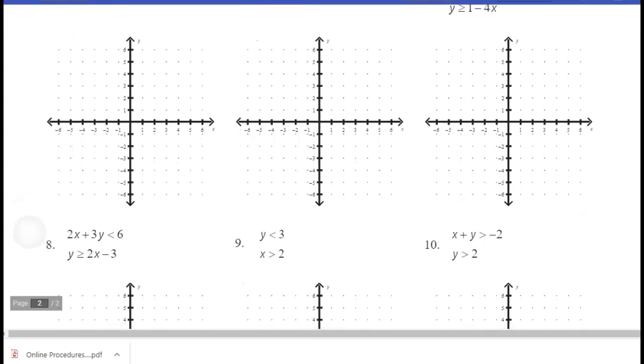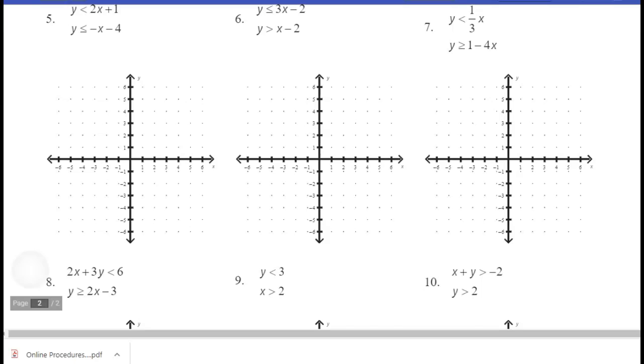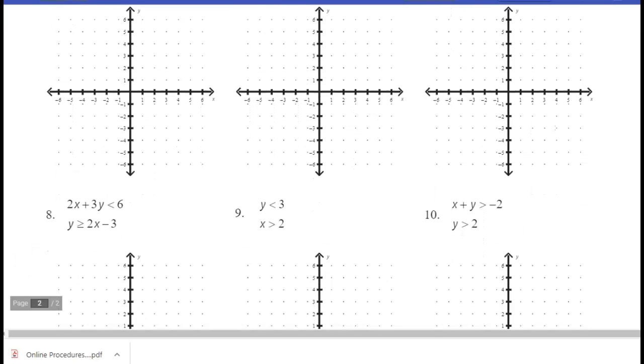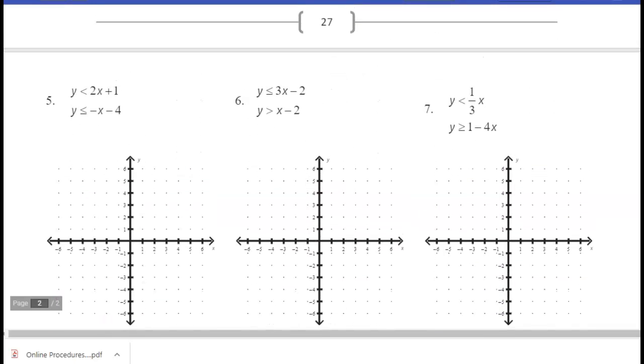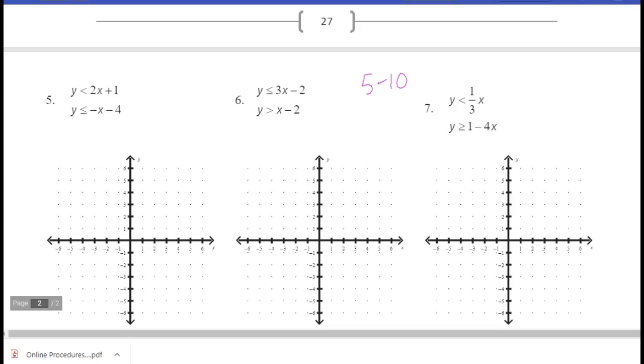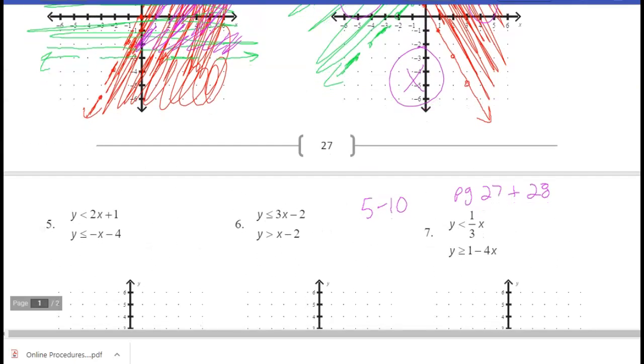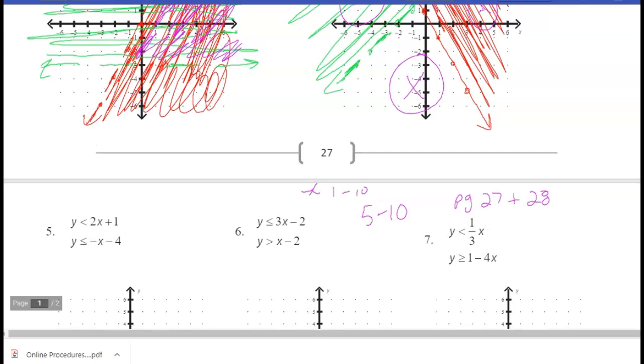So your last assignment before you review is to do 5 through 10. These ones here, remember you would have to solve them for y first. So you have 5 through 10, and upload pages 27 and 28 to show me that you did 1 through 4. So really, it's kind of 1 through 10, if you want to be technical.